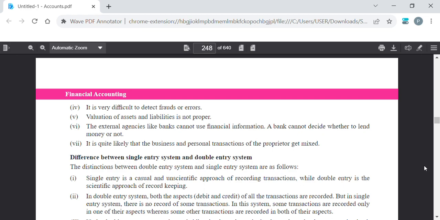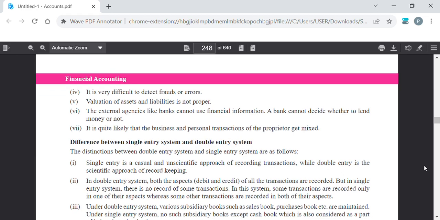Then you have external agencies like banks cannot use financial information. External agencies will not be able to use financial information. Bank cannot decide whether to lend money or not because the profit figure is not correct. It is estimated. There is no balance sheet. It is quite real that business and personal transactions of the proprietor get mixed. Okay.